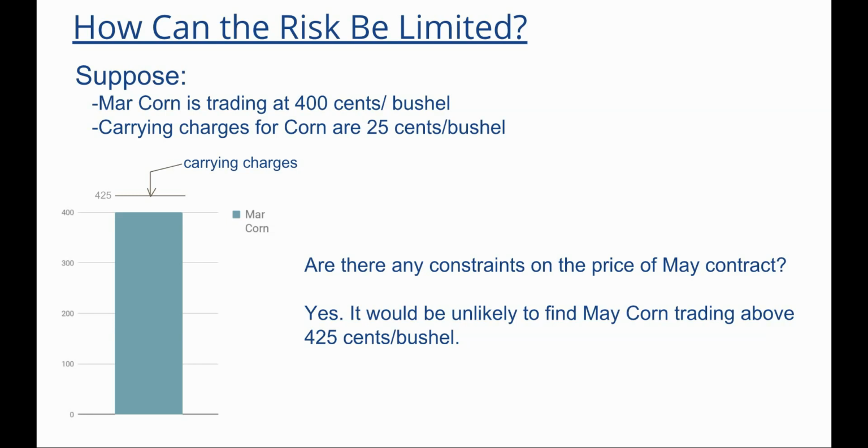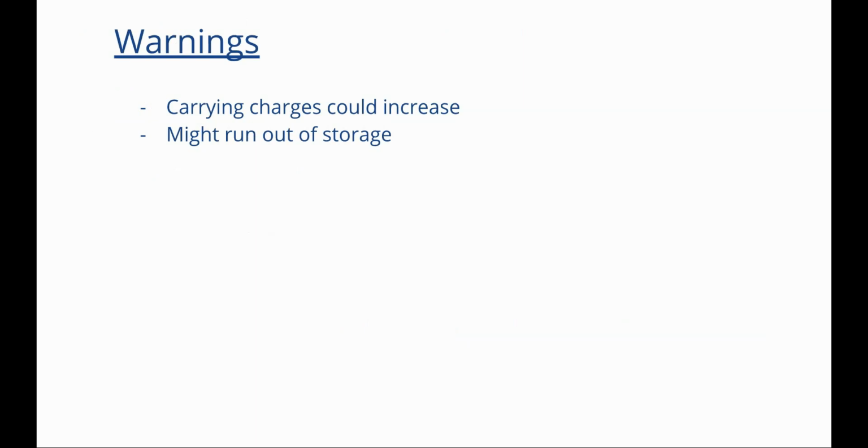These trades put upward pressure on the March contract while putting downward pressure on the May contract, eventually reducing the premium paid for the May contract to less than the carrying charges. Now there's one risk that we have ignored. That's the risk that the cost of carry could go up, but that's a relatively small risk.